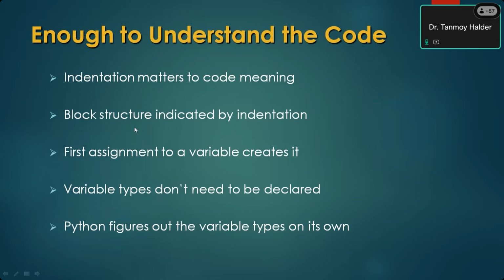Another important thing, no need to declare the variable type. This will help you. Normally while doing C program, C++ program or Java, I need to declare the type of variable, whether it is integer or float or character. But Python figures out the variable type on its own. That means if I write x is equal to 5, then x will be an integer variable. If I write x is equal to 3.7, x will be a float type. If I write x is equal to ABC, then it will be a string. So this is an advantage.